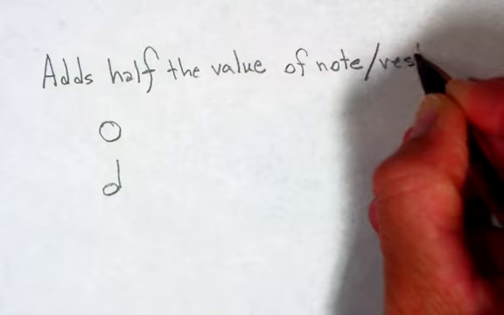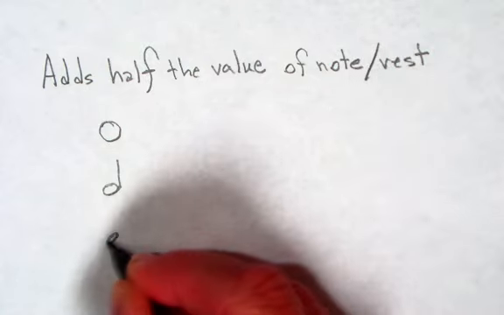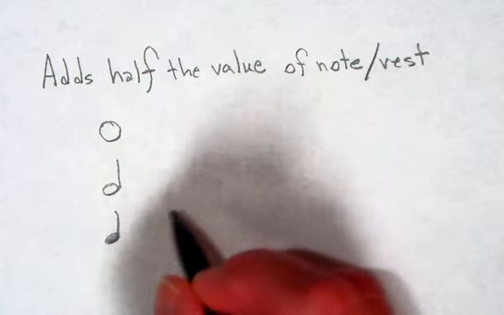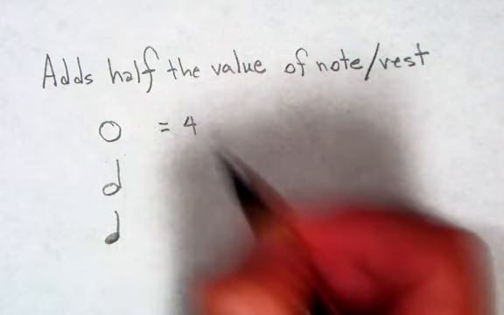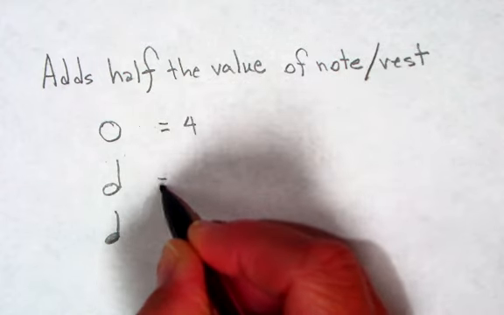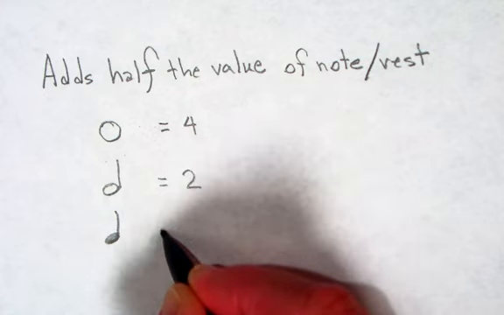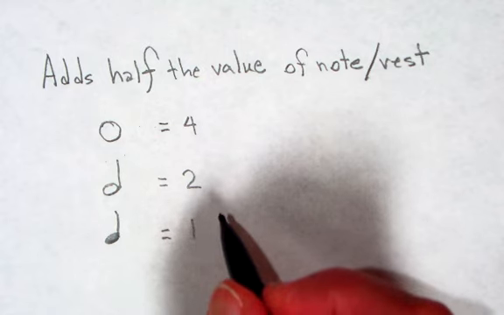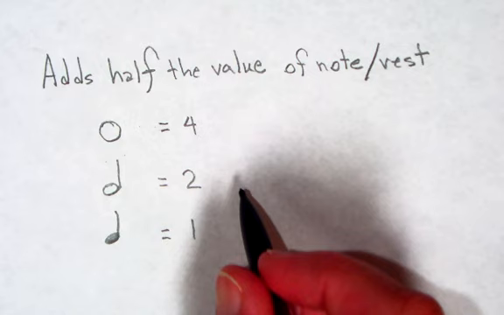Let's pretend we're in just normal 4/4 time and we know our note values already because we've learned them. This note is worth 4 because it's a whole note. This note is worth 2. It's a half note. This note is worth 1. If I put a dot beside the note, it's going to add half the note's value to it. It's going to make it half again longer.